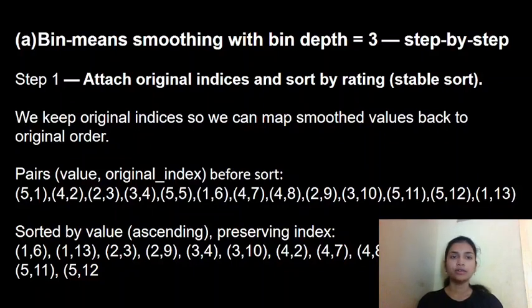Step 1. Attach original indices and sort by rating. We keep original indices so we can map smooth value back to original order. Now, pairs before sort. Before sorting, we are making pairs on which on the left side we are writing values, and on this side we are writing the index of that value. Now we are sorting the values in ascending order.